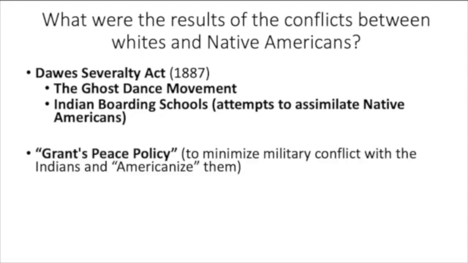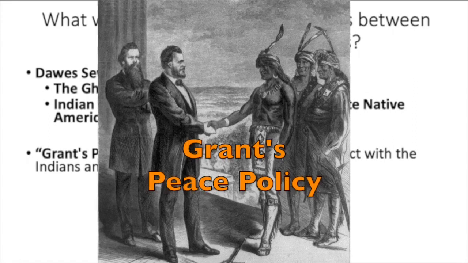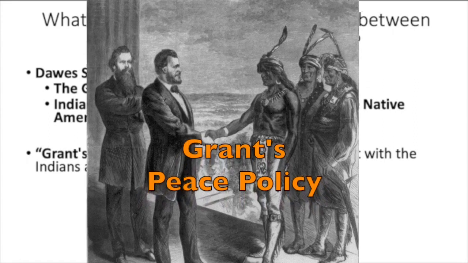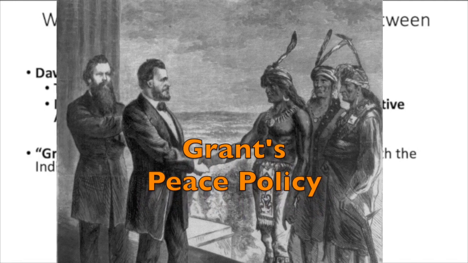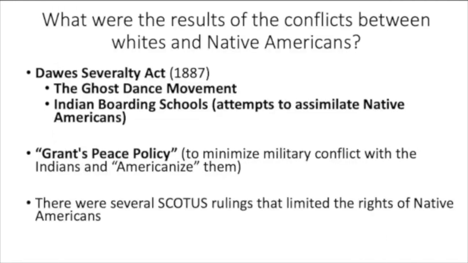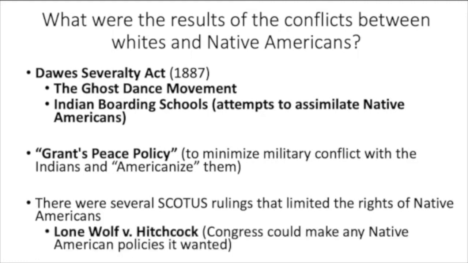The purpose of Grant's peace policy of 1868 was an attempt to minimize the military conflict with the Indians and to, quote, again, Americanize them. Grant promised to remove the corrupt American officials that supervised the reservations, and he replaced them with Christian missionaries. There were also several Supreme Court rulings that limited the rights of Native Americans. The most notable one being Lone Wolf versus Hitchcock, which gave Congress the power to make any Native American policy that it wanted.